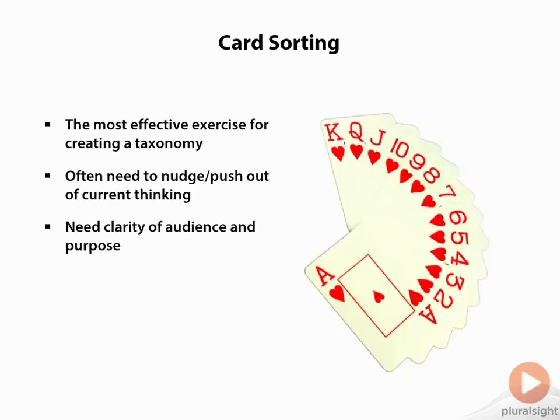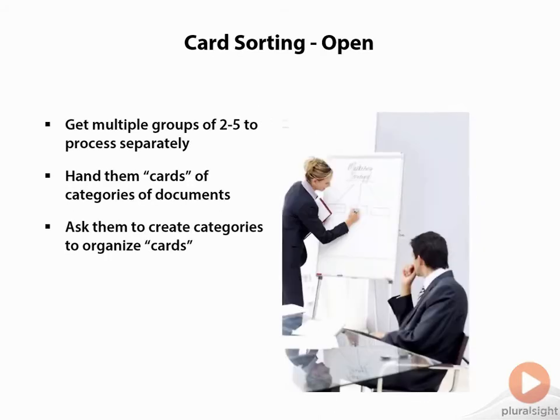I've mentioned card sorting a couple of times, and I know that it's overdue for me to talk about it. Just going to do this quickly. There's two types of card sorting. There's an open card sort, and there's a closed card sort. The beautiful thing about card sorts is they're the most effective way of creating a taxonomy. Once you know who your audience is and what you're trying to get accomplished, card sorting can be very powerful for getting things done.